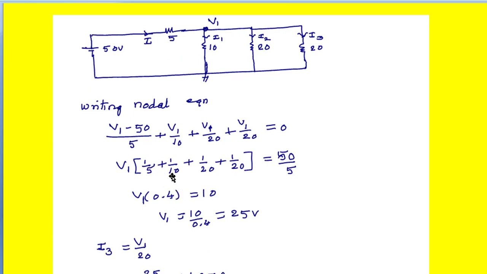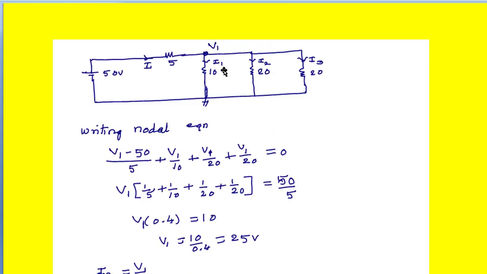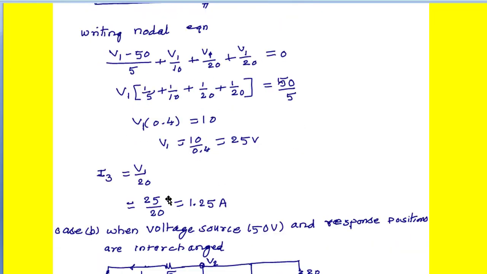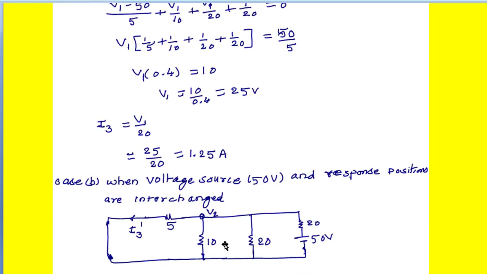Then you simplify this. Once we simplify this, we get 0.4 into V1, and that is equal to 10. So V1 we get as 10 by 0.4, which means 25 volts. Once we know this 25 volts, we can calculate the current flowing through this 20 ohm resistor. So I3 is equal to V1 by 20, that is 25 by 20, that is 1.25 amperes.